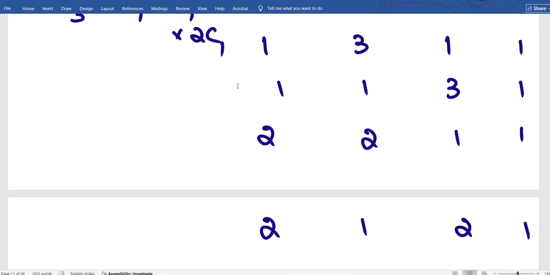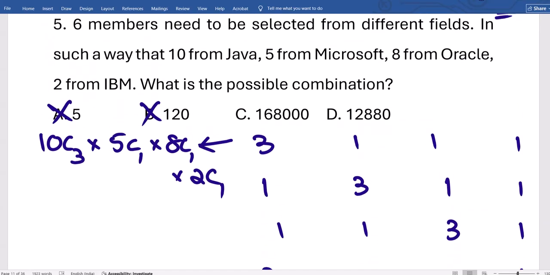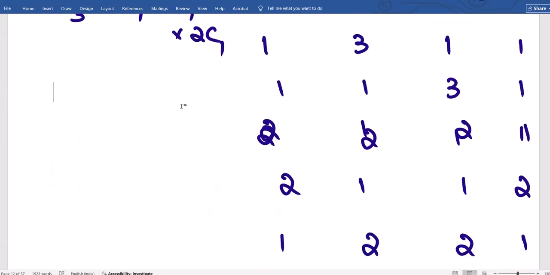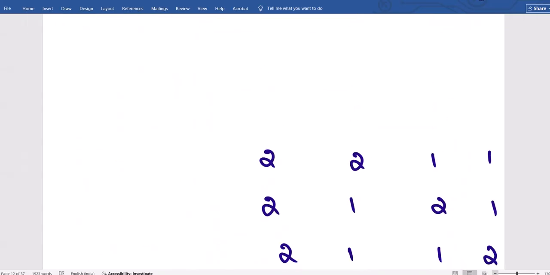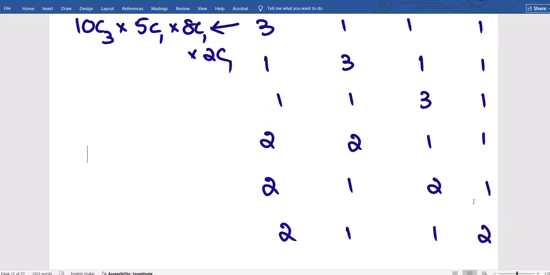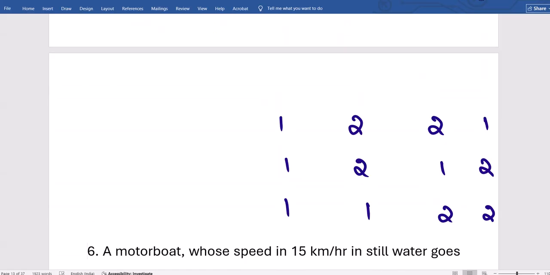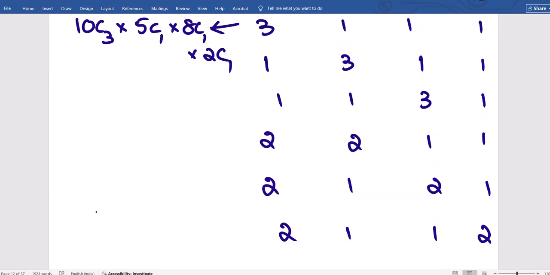Do it now. Don't postpone. Write all these possibilities first, then note them all down, then do the calculation. I'll put it all in one slide. Two more are available here. 10 Java, 5 from Microsoft, 8 from Oracle, 2 from IBM. Like 10C3, 5C1, 8C1, 2C1, you need to do all the calculations. Next one, 10C1, 5C3, 8C1, 2C1.